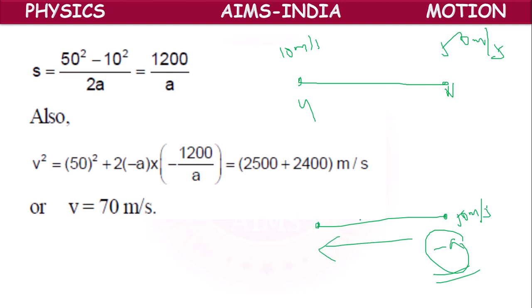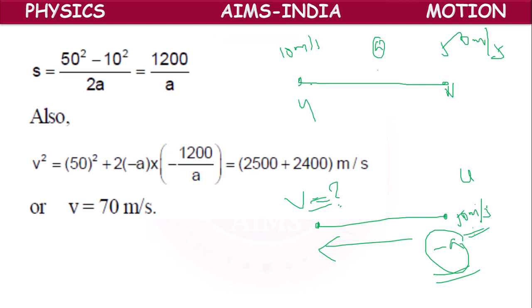Now the question is, here the beginning velocity is u. In the first case the acceleration is a, and in the second case the acceleration is minus a. After coming to the starting point, what is the velocity? That we have to find.